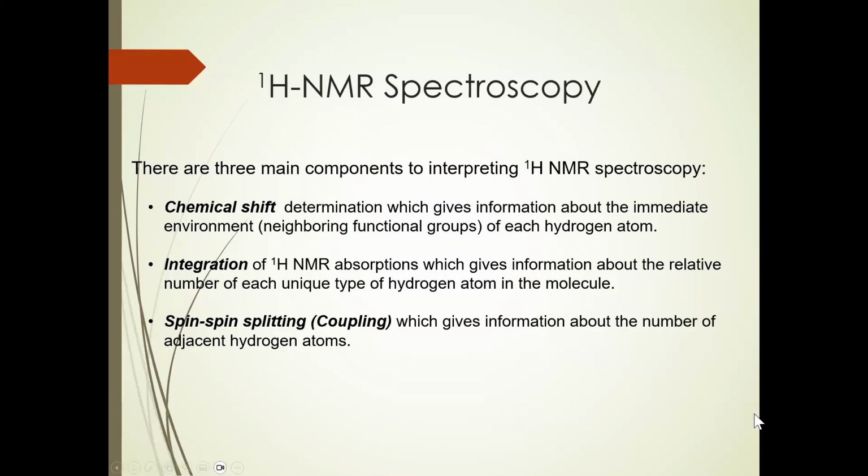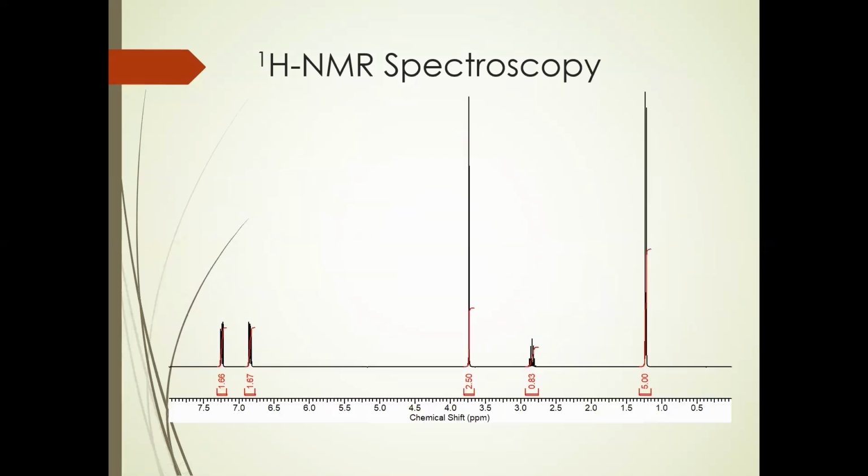For NMR spectroscopy, there are three things that we typically look at when we're doing an interpretation. We look at chemical shift, which gives us some information about the type of hydrogen, the integration, which tells us the relative number of hydrogens, and then spin-spin splitting, which tells us some information about what is bonded to what, so we can start putting the molecule or the pieces together. So this is an NMR spectrum. We've got a series of peaks here.